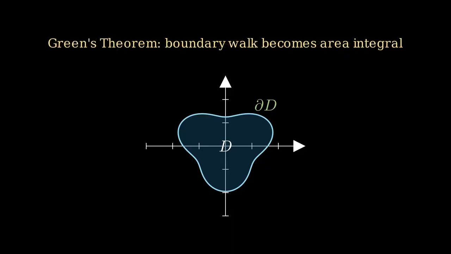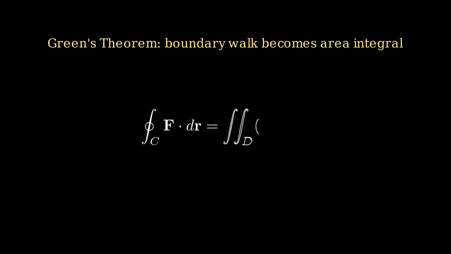Here is the big idea. Instead of walking the entire loop and adding up a line integral, Green's theorem lets you swap that walk for an ordinary double integral over the region trapped inside. It converts a boundary walk problem into a flat area problem.